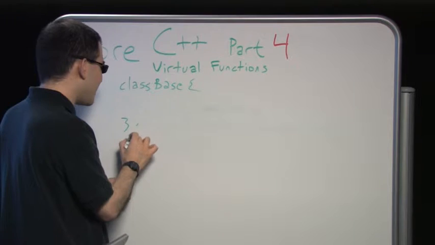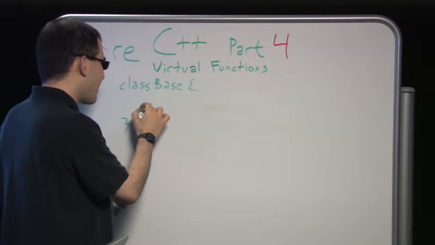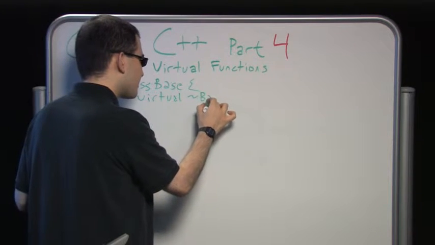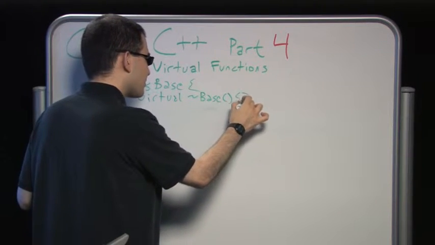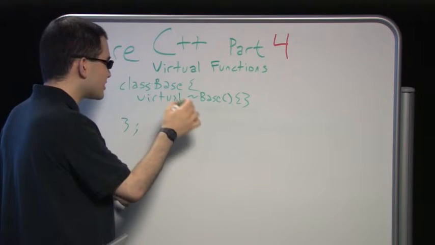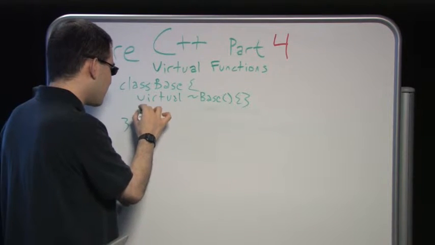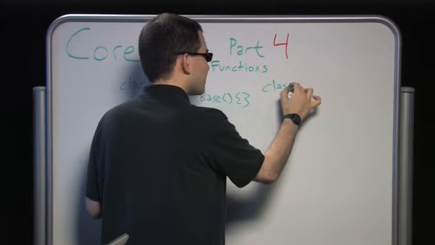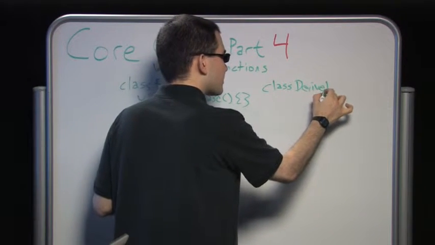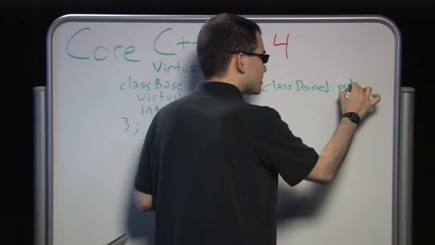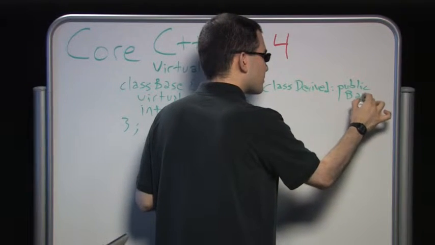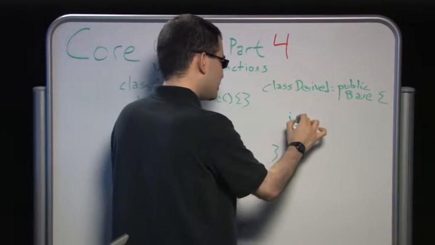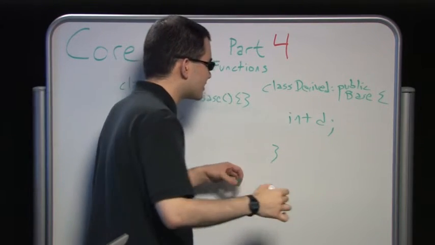So imagine I've got a class base, and I give it a constructor, and I've got a virtual destructor because I'm trying to be careful, because I intend to delete it through a pointer to base. And then maybe I've got some cool data member, int b, and then I've got a class derived, public base, and then I've got some cool int d here, and I've got constructors that'll set these up and functions that'll use them.